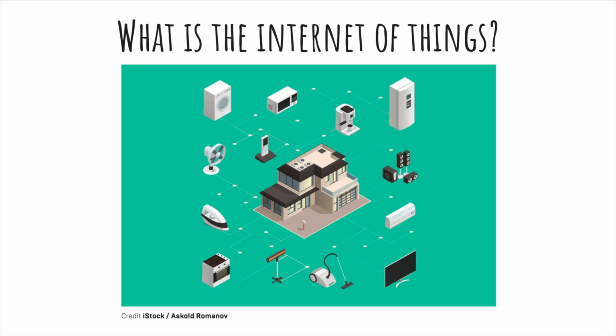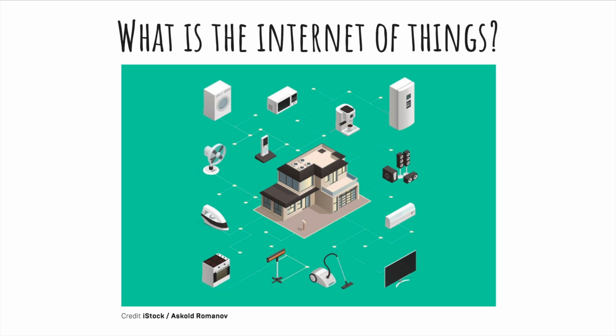Here's a diagram of some of the most common IoT devices found in a smart home. Some of these devices include smart dishwashers, microwaves, refrigerators, fans, lights, vacuums, TVs, stereo systems, locks, and much more.